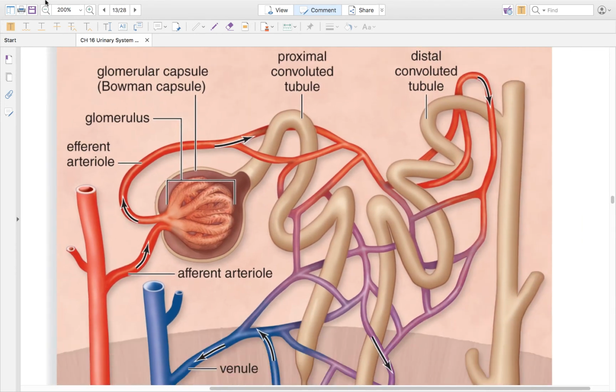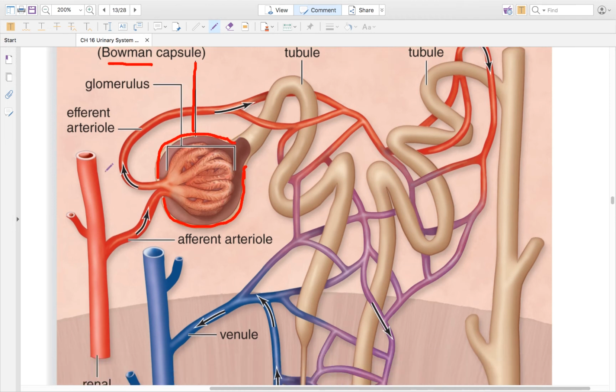Okay, now the beginning of this. Let's take a look. See this kind of capsule? That's exactly what it is. This is called the glomerular capsule. It's also called the Bowman's capsule. That is the first anatomical structure that I want you guys to know.